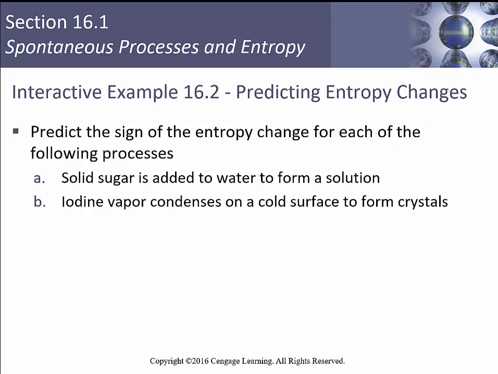All right, let's try these. We're going to predict the sign of the entropy change for each of the following processes. A, solid sugar is added to water to form a solution. And B, iodine vapor condenses on a cold surface to form crystals.